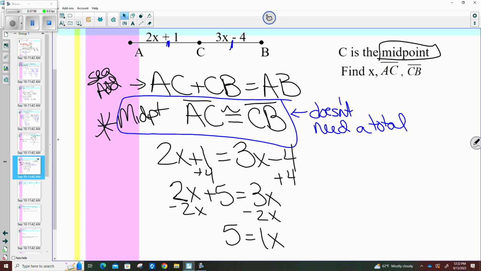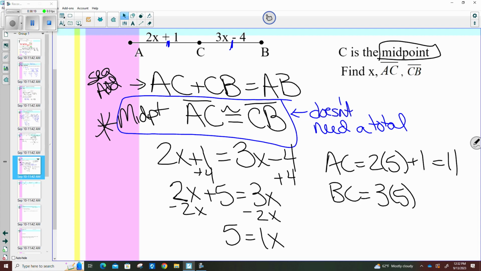Then the problem asked me to find AC and CB. How? Plug 5 in for x. So AC, I've got 2 times 5 plus 1, which is? BC, I've got 3 times 5 minus 4.